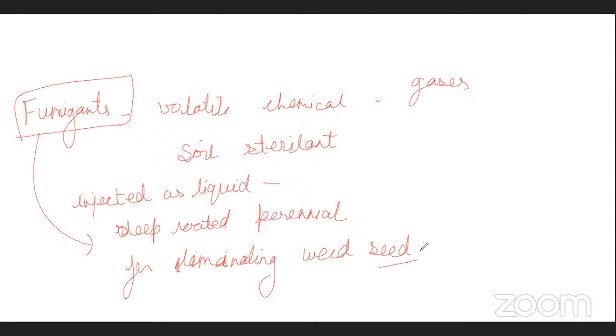So for eliminating the weed seeds also we use fumigants, and the examples are methyl bromide, metham, and chloropicrin.